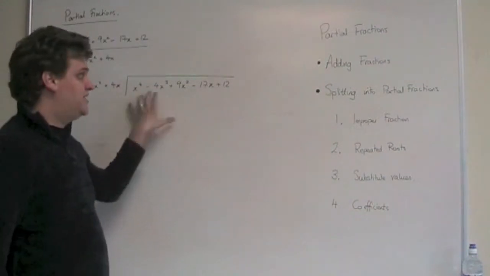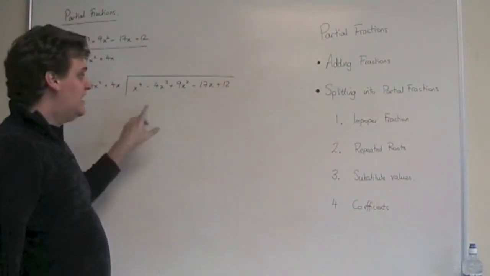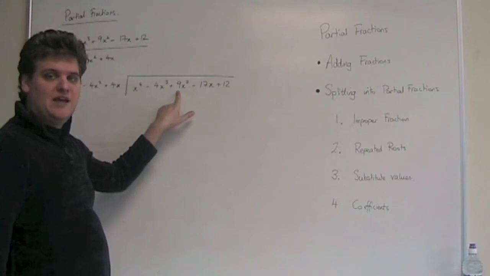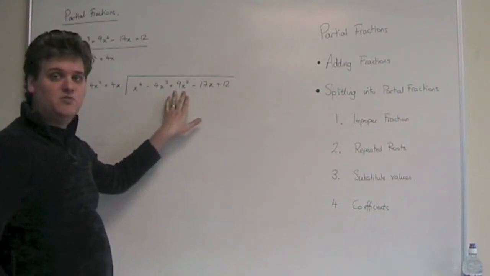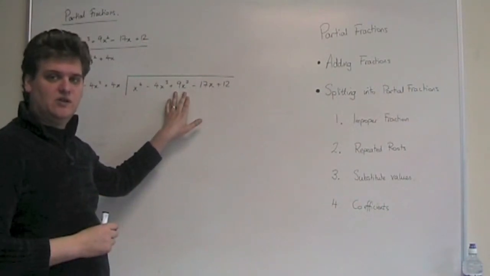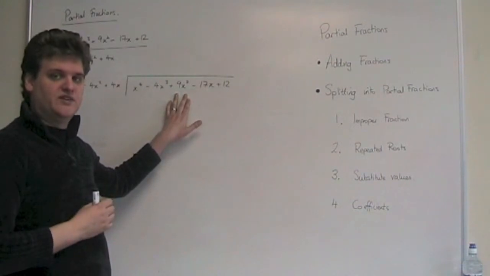You write out the numerator, you write out the denominator. If there was any term which didn't appear, so for example if there were no x squareds, you must put in a 0x squared just to make sure that that works. That will be a big trap in the exams.